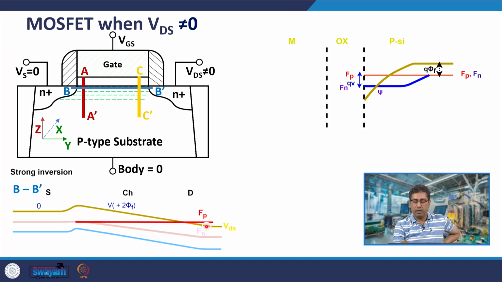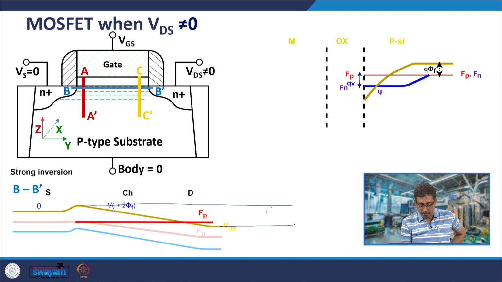So, therefore, at the drain edge of the channel, Fp minus Fn would be QV, as we had discussed earlier, because this is V. So, therefore, Fp minus Fn at this edge would be QV. Okay. So, that is what we are seeing here.